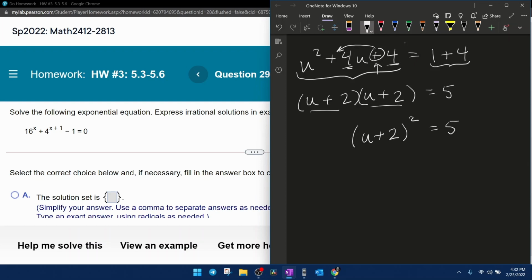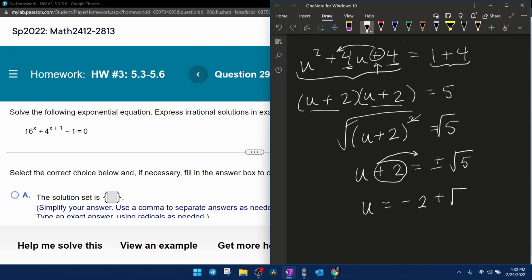I'm getting close, okay? I need to square root both sides to get rid of the squared. That's going to give me u plus 2 equals, don't forget your plus or minus, square root of 5. 5 doesn't square root nicely. We're going to leave that in radical form. And we're going to bring the plus 2 over to isolate the u, giving us negative 2 plus square root of 5 and negative 2 minus square root of 5.